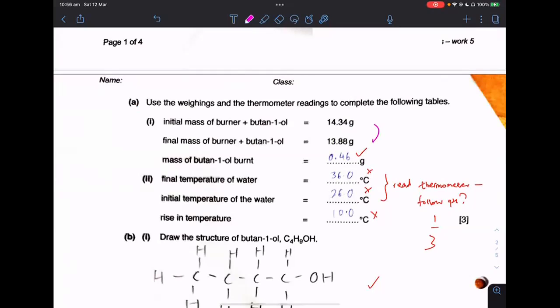I think everyone managed to get this correct, except for one person who had a negative mass because this person thought it's this minus that. But in reality, how much alcohol has been burned, how much alcohol has been used up, has to be the one at the start, which contains the alcohol inside the container, minus however much alcohol remains at the end inside the same container. You're going to get 0.46.